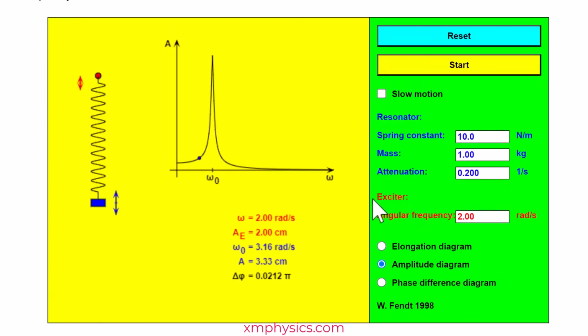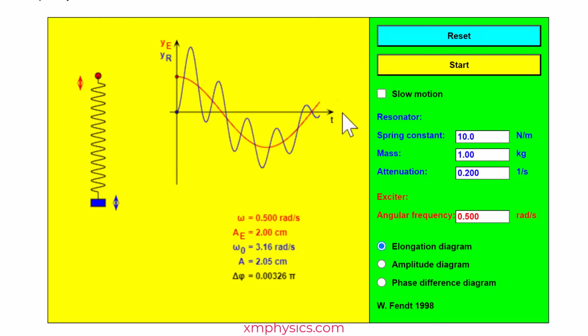Okay, I'm going to use this applet to illustrate resonance. This applet is written by Walter Pfund. It's a very nice applet. It allows us to set the driver's frequency here. So let's start with a very low driver's frequency of 0.5. What is drawn in this graph in blue is the drivee's displacement or position, and drawn in red is the driver's position or displacement. So let's start the simulation.